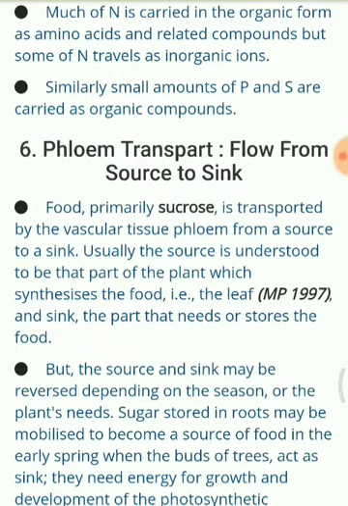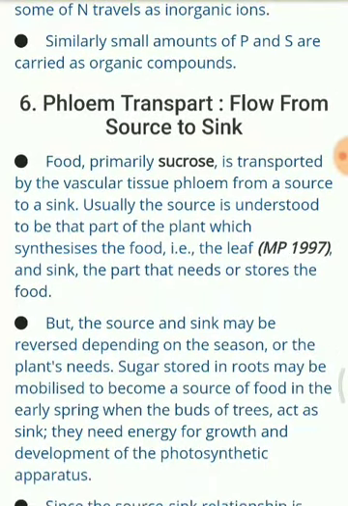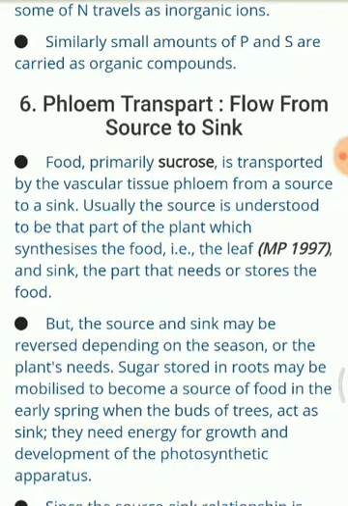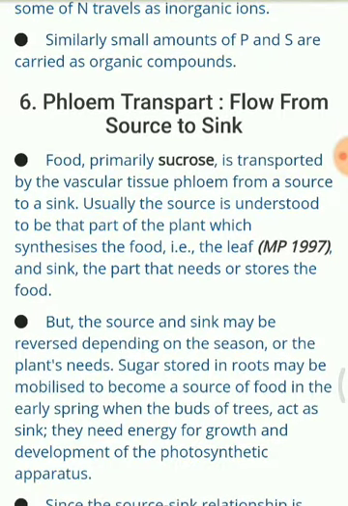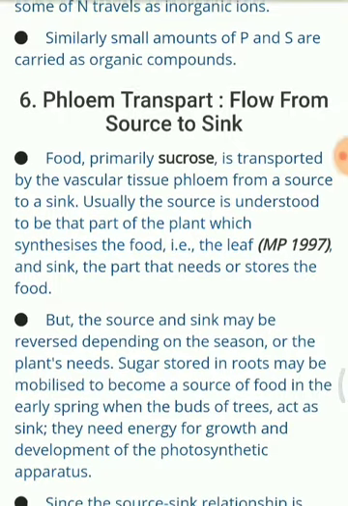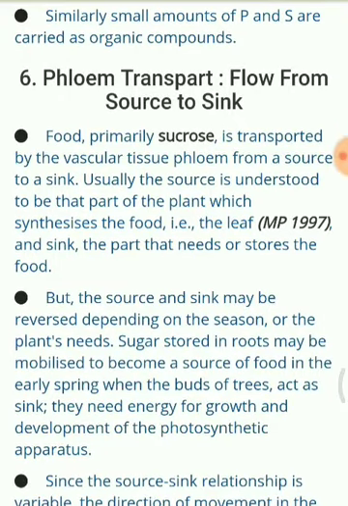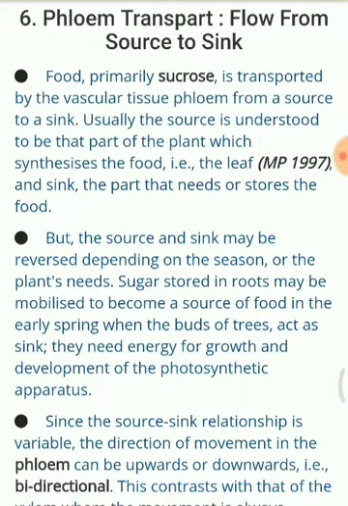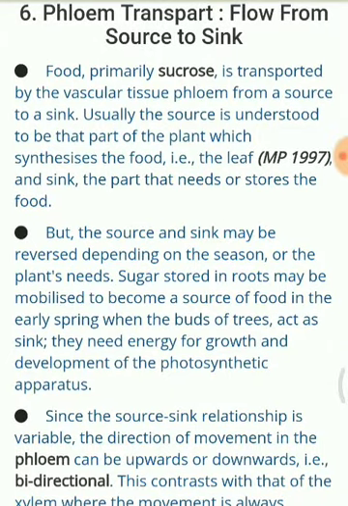Phloem transport: flow from source to sink. Food, primarily sucrose, is transported by the vascular tissue phloem from a source to a sink. Usually, the source is understood to be that part of the plant which synthesizes the food, that is the leaf, and the sink is the part that needs or stores the food. But the source and sink may be reversed depending on the season or the plant's needs.